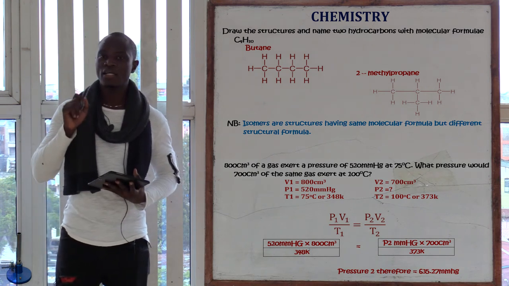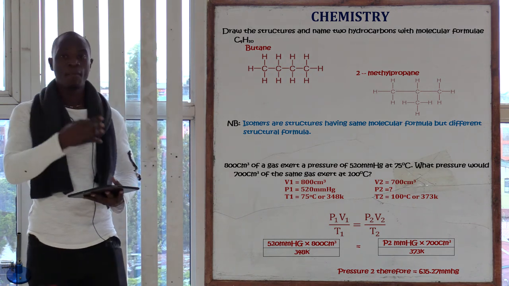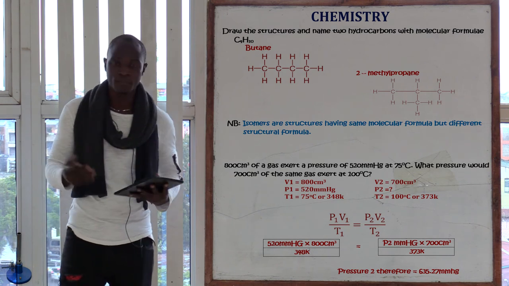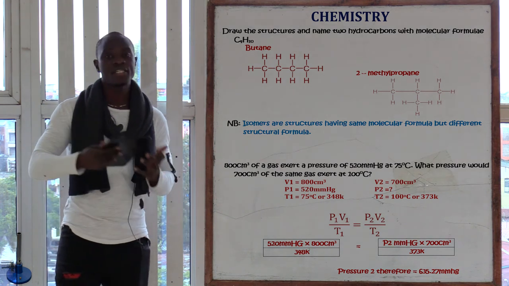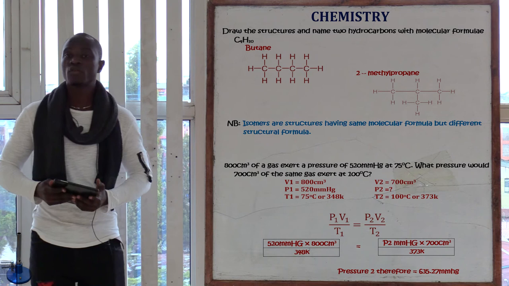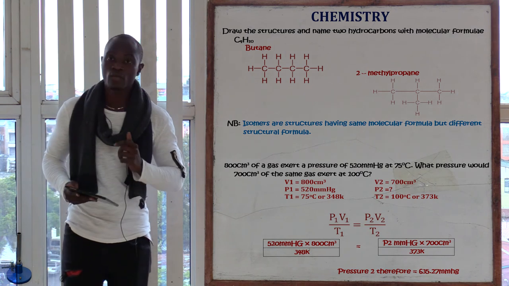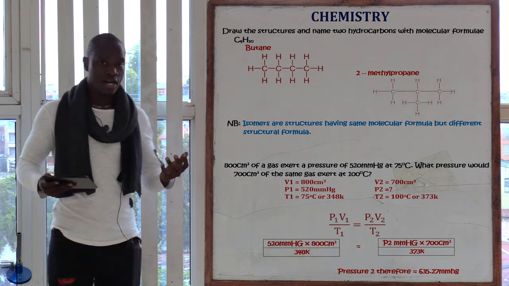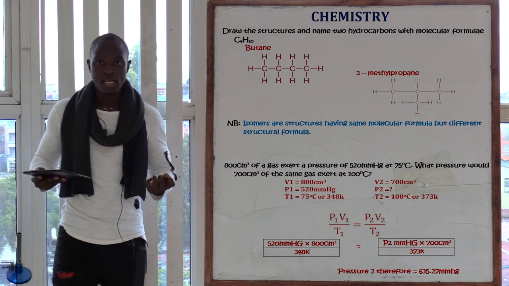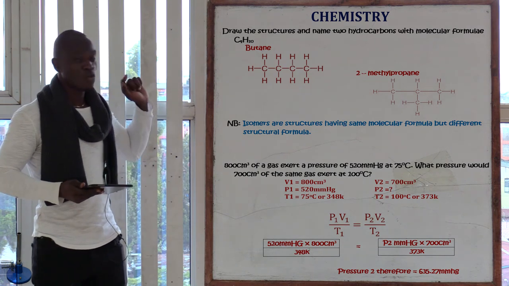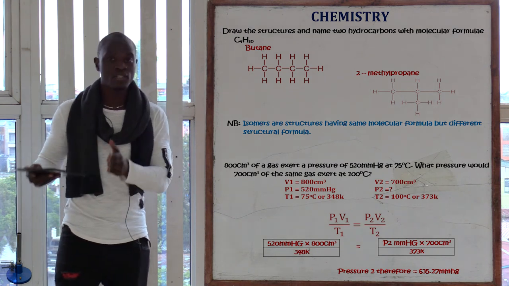This question is asking us to draw two other hydrocarbons which have the same molecular formula but different structural formula. What is the name given to those structures which have the same molecular formula but different structural formula? Those structures are referred to as isomers. So we draw the isomer of butane. Remember, isomers are structures which have the same molecular formula. If you count these carbons and hydrogens, we have four carbons and 10 hydrogens.